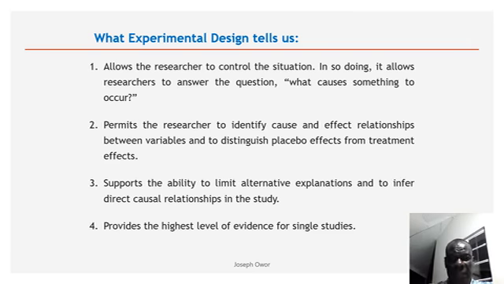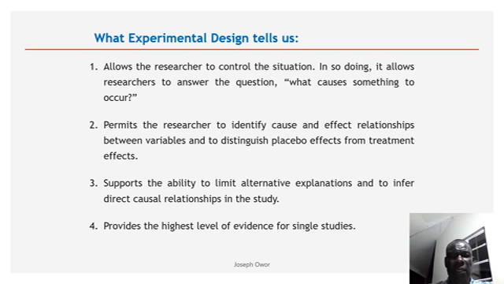What does experimental design tell us? One, it allows the researcher to control the situation, and in doing so, it allows the researcher to answer the question, what causes something to occur? That's a very, very important question. What causes B? What causes B to behave the way it behaves? Okay, so that is very important.